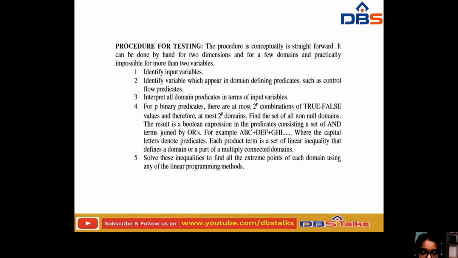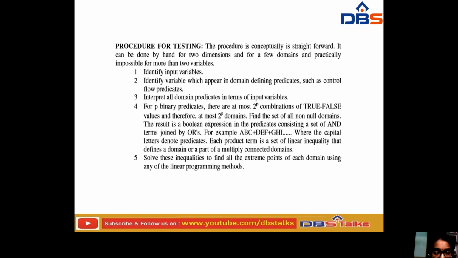So the procedure is conceptually straightforward. It can be done by hand for two dimensions and for a few domains, and it is practically impossible for more than two variables. So first of all, the procedure that you have to follow is, you have to identify the input variables, whether it is a character, integer, float, or double, whatever the type of the input you are giving.